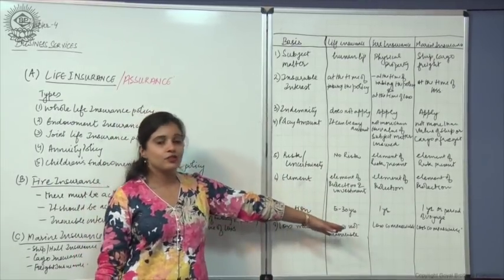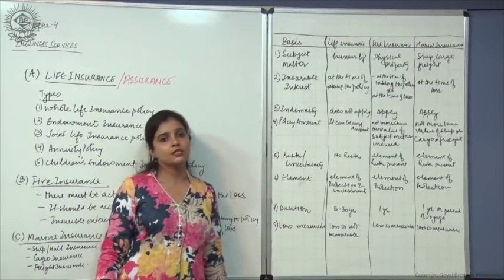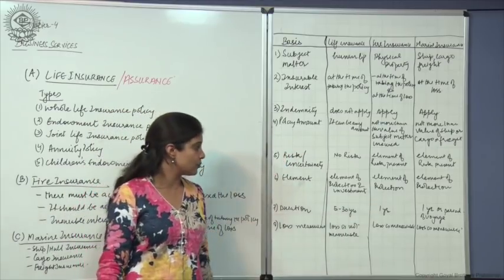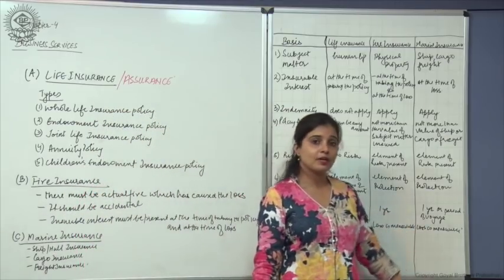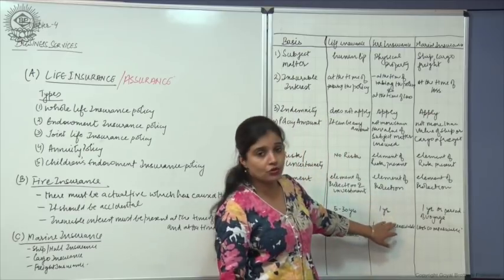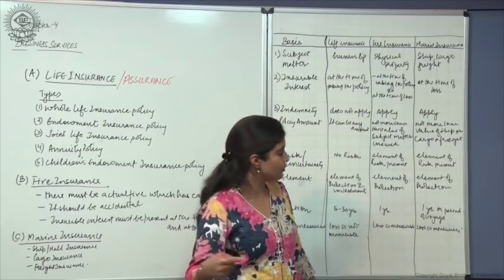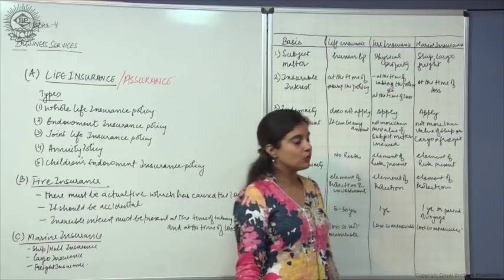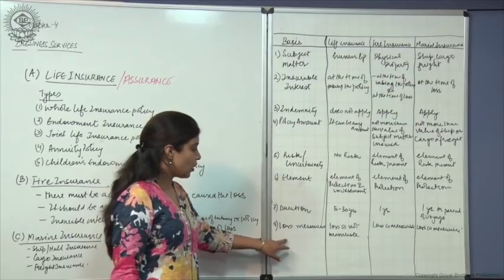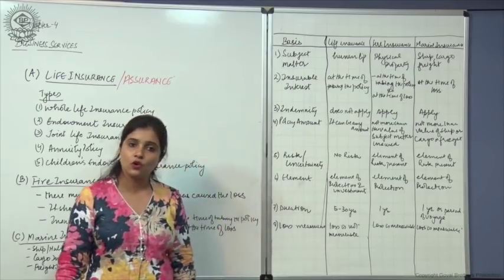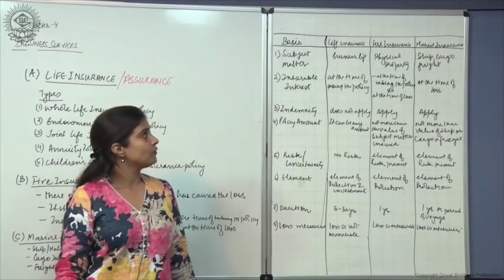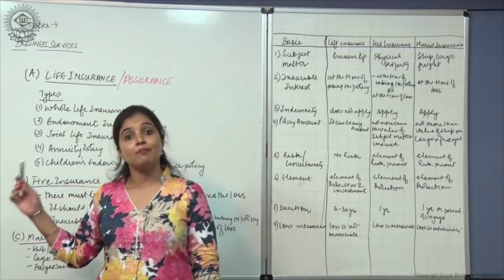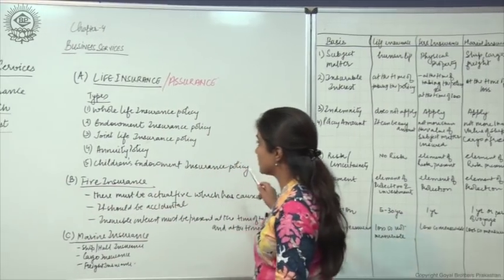Duration, life insurance is generally from 5 to 30 years, but whole life, this whole life insurance policy can continue even for more period of time. But fire insurance and marine insurance, for fire insurance only for 1 year, every year you have to keep renewing the policy, and marine insurance 1 year or period of voyage. Loss measurement, in case of life insurance, loss is not measurable, but in case of fire and marine insurance, loss is measurable, right? So these were the three main types of insurance policies that we had to talk about.